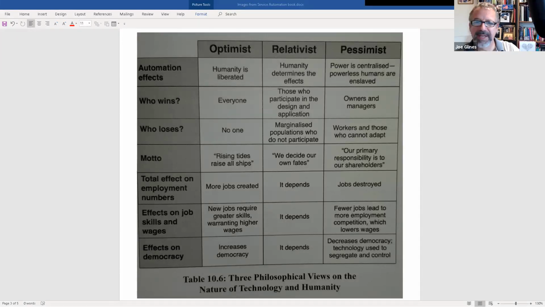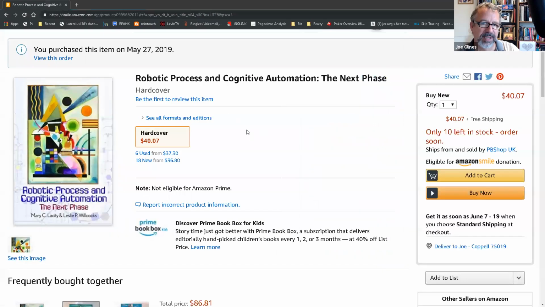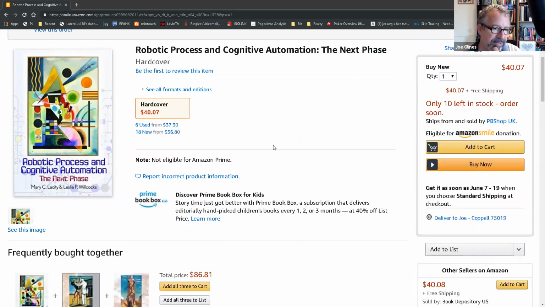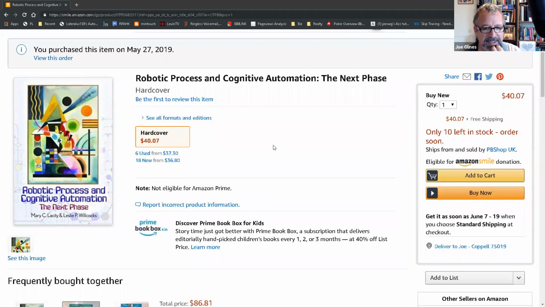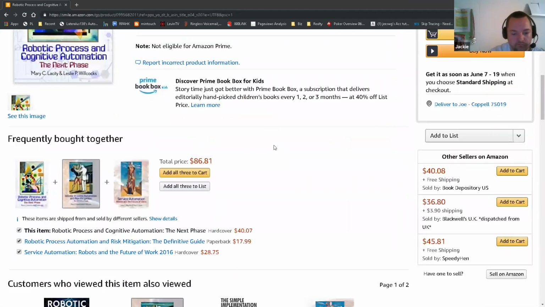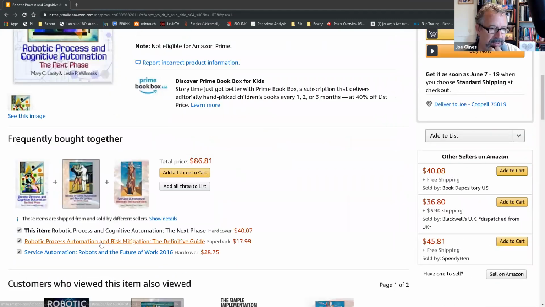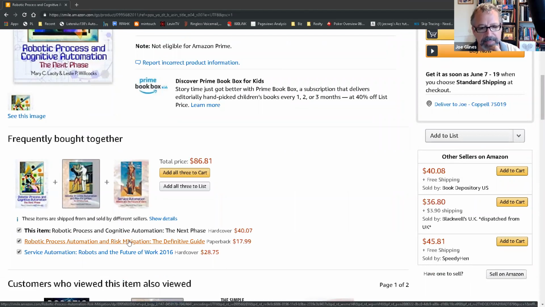I haven't received it yet, but I ordered this book, which is Robotic Process and Cognitive Automation: The Next Phase, but it's the cognitive automation. So I'm really interested to see what they have in this. This is the same authors I've been reading. This was the other one, the risk mitigation. That's the one I'm currently reading, which I borrowed a little bit of stuff from.